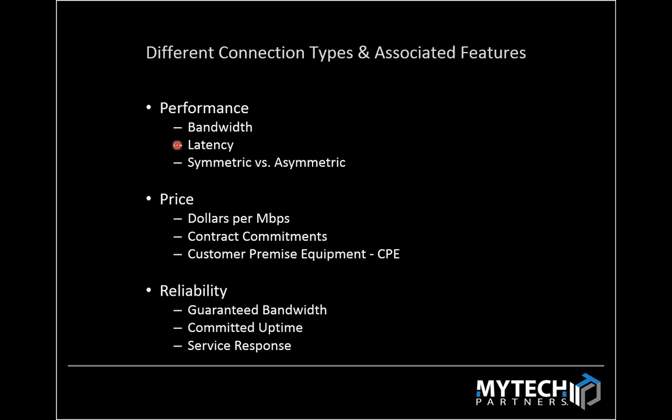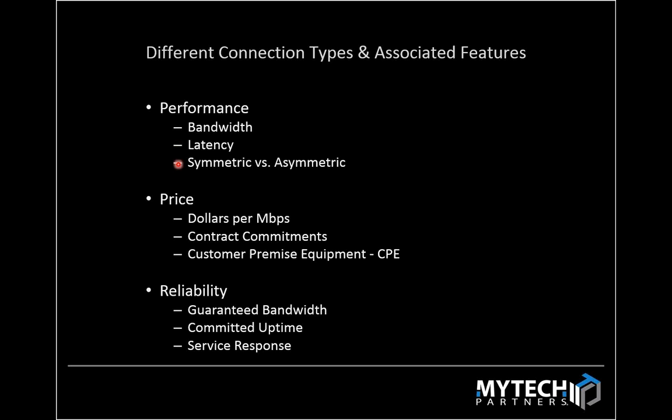And there are some limits of physics involved with these connections. If you're physically on the East Coast and West Coast, there is a minimum latency you can achieve that is limited by the lengths of the wires and the speed of light. But latency is another metric that's important for us to track when we're talking about different types of internet connections.